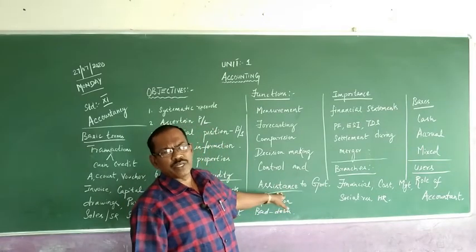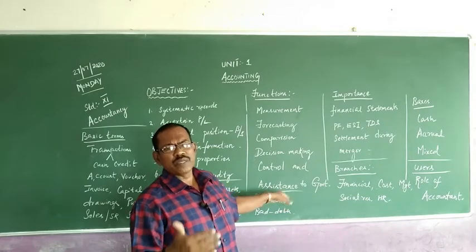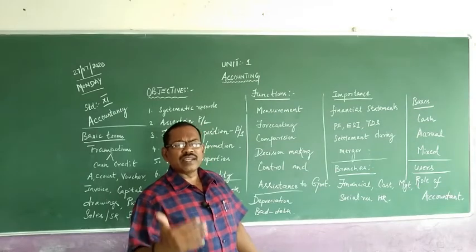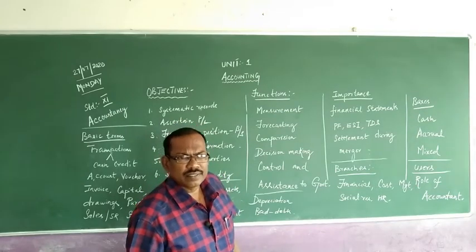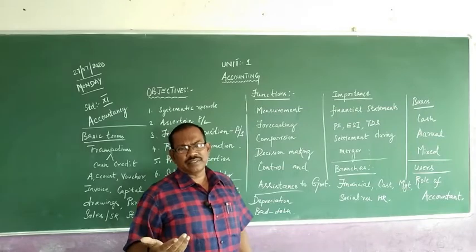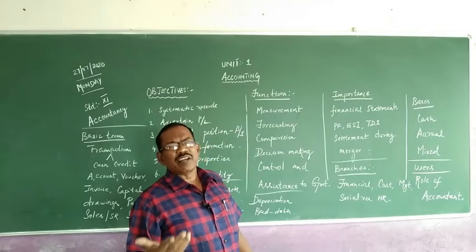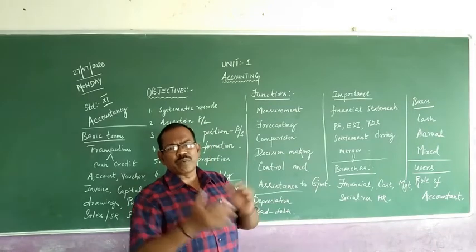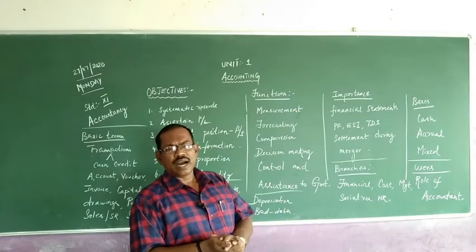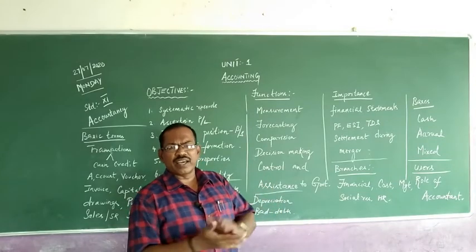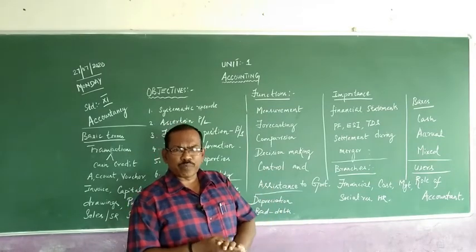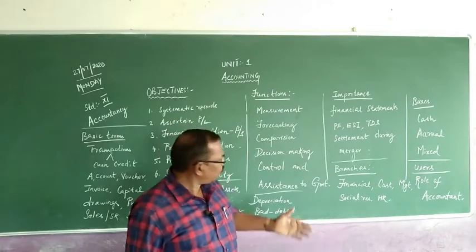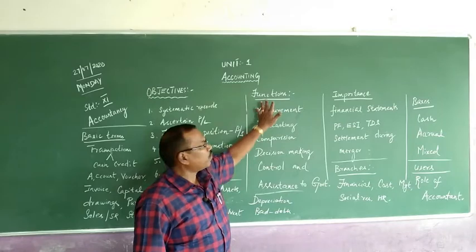Where does government come into the picture? Government comes into the picture because we are taxpayers. Whether our books of accounts are legitimate, are we showing the true figure, that is very important. Are we showing the true figure, and is the calculation of our profit and tax done in a proper way? That is one of the important functions of accounting.